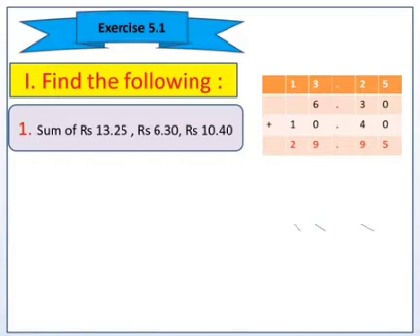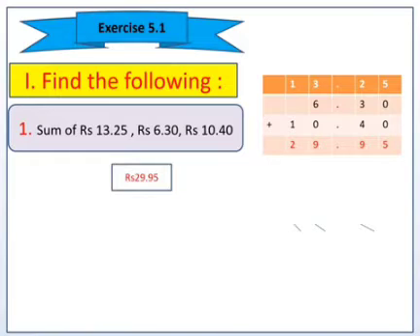Let us start. 5 plus 0 is 5. 2 plus 3 is 5. 5 plus 4 is 9. 3 plus 6 is 9. 1 plus 1 is 2. So, the final answer is 29.95. That is 29 rupees 95 paise. Let us move on to second sum.